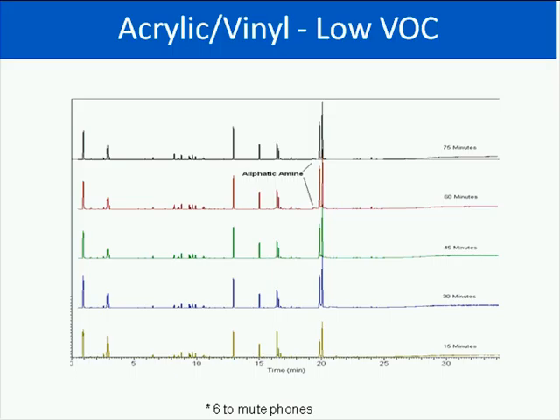Moving on to the low VOC, again, you see the aliphatic amine moving through the sample. With this sample, the peaks do not vary much versus time. So for this sample, by placing it in the headspace system for 15 minutes, you could get the same data as if it were there for 75 minutes.